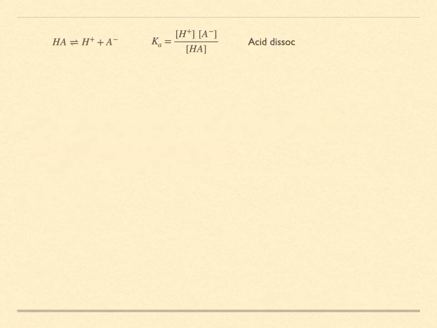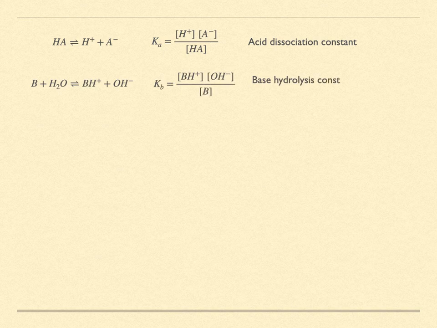The weak acid is characterized by the dissociation reaction. We call its equilibrium constant the acid dissociation constant. On the other hand, when a weak base dissolves in water, it reacts with the water to capture a proton and leave a free hydroxide in the solution. We call this the base hydrolysis reaction, hydrolysis because it reacts with water. Its equilibrium constant is known as the base hydrolysis constant.